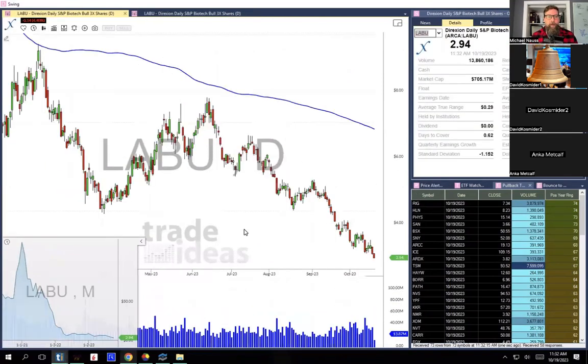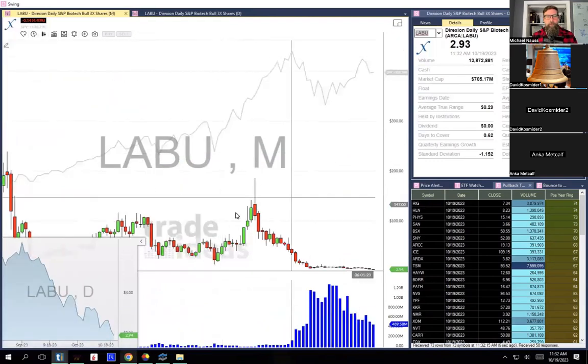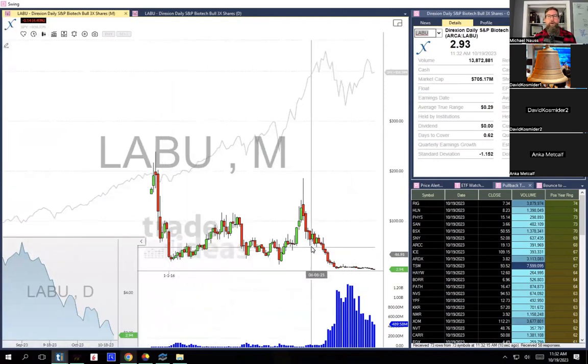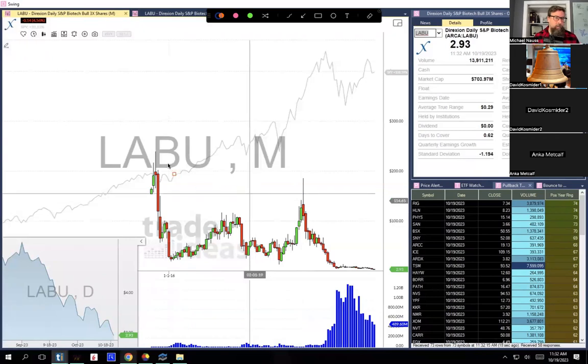I like showing LABU a lot, just to show you that these 3 times indexes are actually made to go down over time. So this is a monthly chart of LABU, which is 3 times direction, 3 times biotech, right? So the 200, this thing's never been $200.